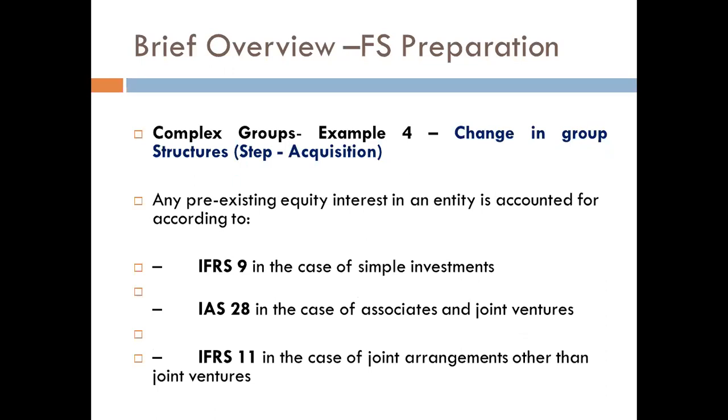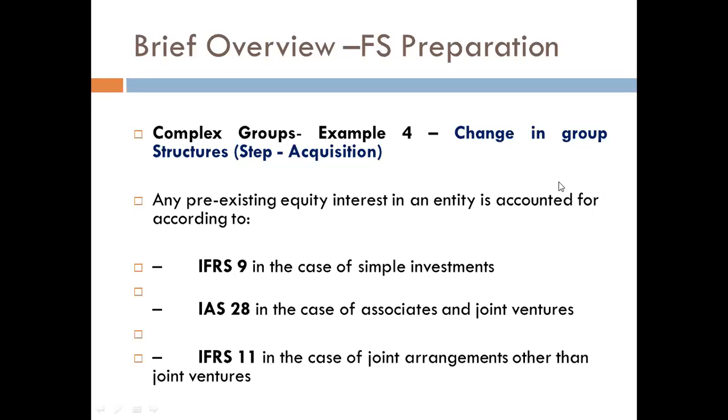In the case of step acquisition, what is important here is to be sure of when you start to consolidate, because they might tell you the company had an investment of 10% and it has invested, let's say, another 10%, and later on it invested another 30%. Now, investment that is less than 20%, we normally report it as per IFRS 9, Financial Instruments: Recognition and Measurement. It's either measured, in most cases, at fair value through profit or loss, and it can be measured at fair value through other comprehensive income if you have taken an irrevocable approach to measure that instrument at that value.